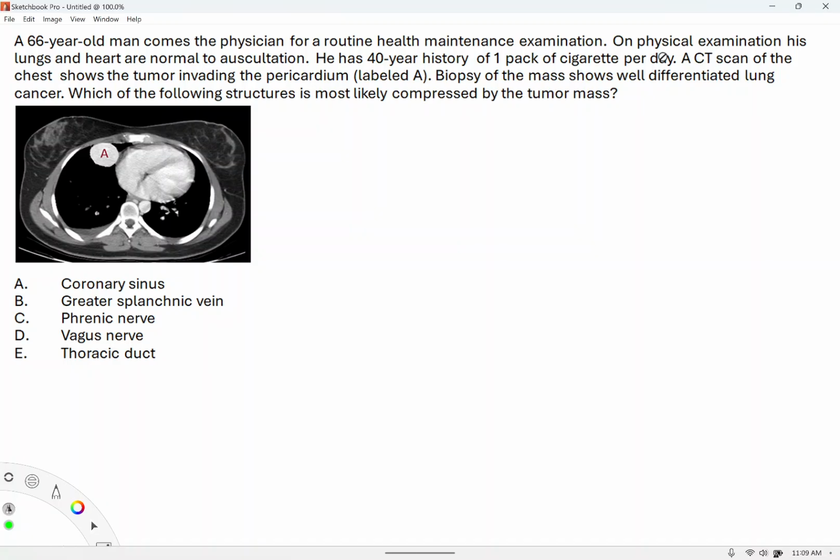A 66-year-old man comes to the physician for a routine health maintenance examination. On physical examination, his lungs and heart are normal to auscultation. He has a 40-year history of one pack of cigarettes per day. A CT scan of the chest shows the tumor invading the pericardium, labeled A. Biopsy of the mass shows well-differentiated lung cancer. Which of the following structures is most likely compressed by the tumor? Structure compressed by the tumor.